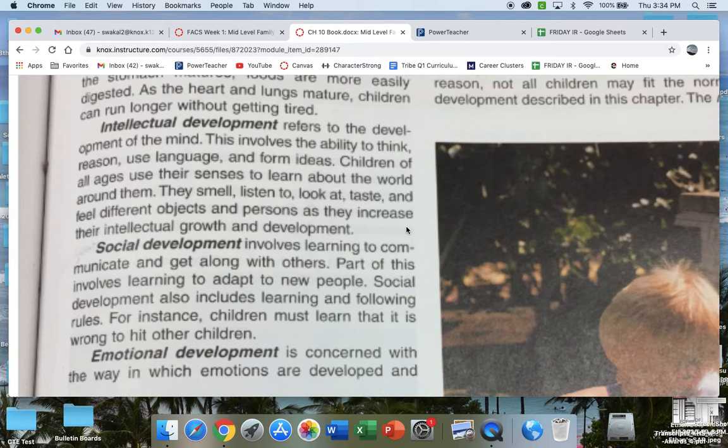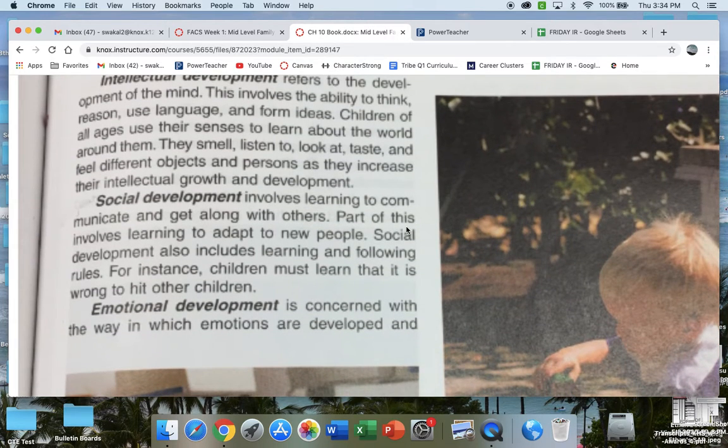Social development involves learning to communicate and getting along with others. Part of this involves learning to adapt to new people. Social development also includes learning and following rules. For instance, children must learn that it is wrong to hit other children.